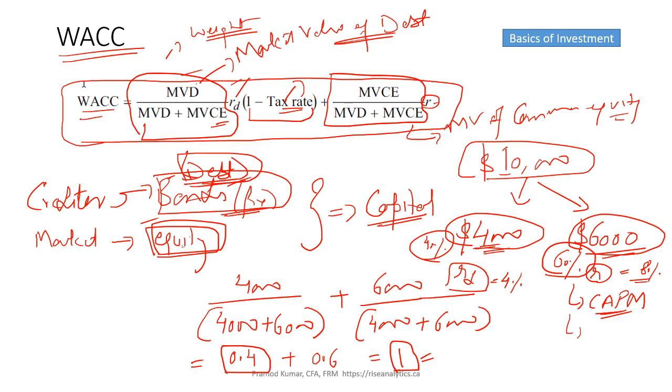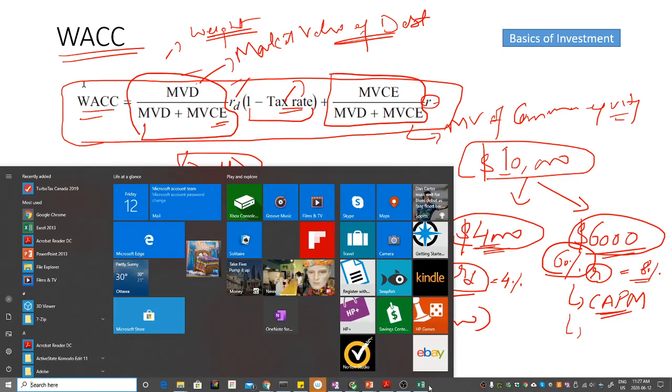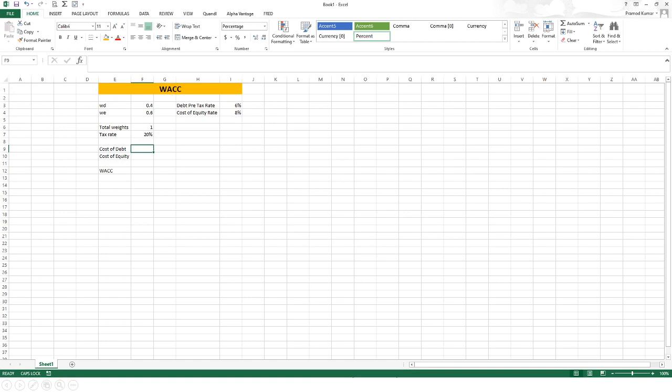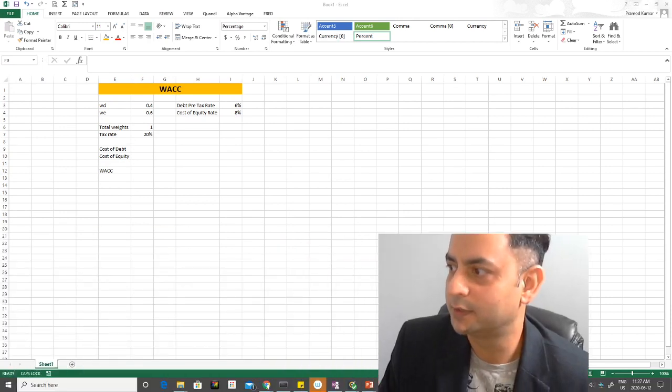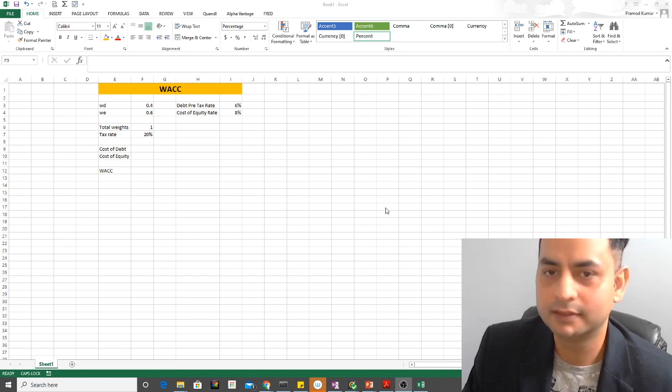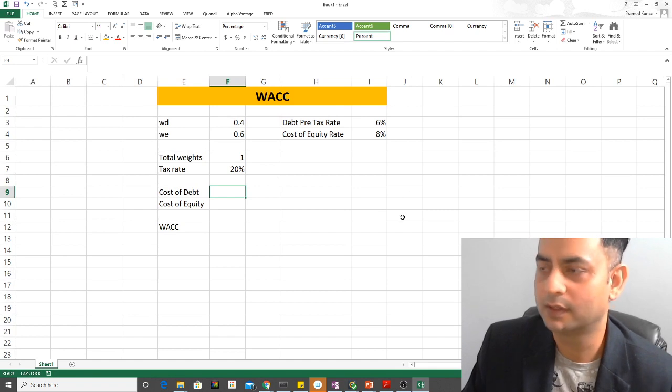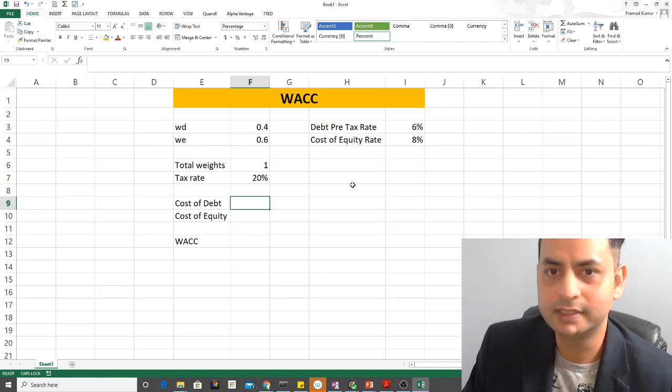Now I'll open the spreadsheet and use all the components to come up with the WACC, and then I'll also show you how, if I switch each component, it will reflect our weighted average cost of capital for that company. So let me open the spreadsheet. Let me make it bigger. Now I think it's easier, hopefully, to see.